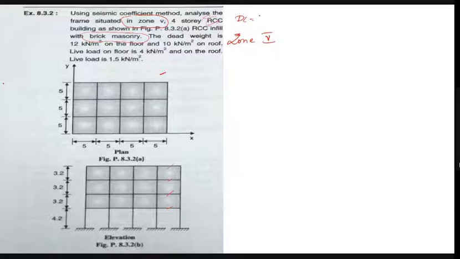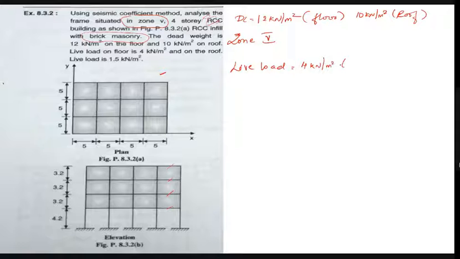Dead load he has given 12 kilonewton per meter square on the floor, and 10 kilonewton per meter square on roof. Live load he has given. Live load equals to how much? 4 kilonewton per meter square on floor, and on roof it is 1.5.